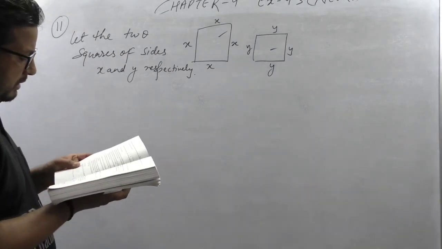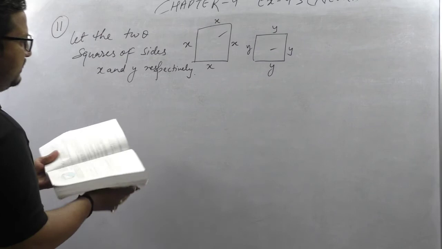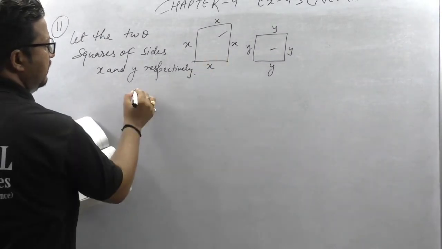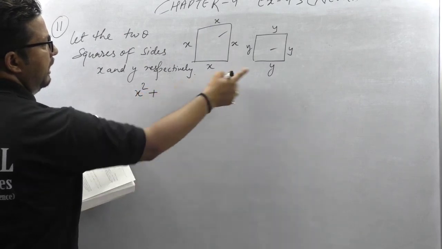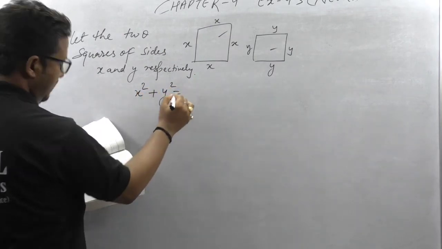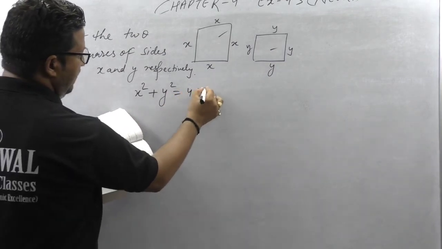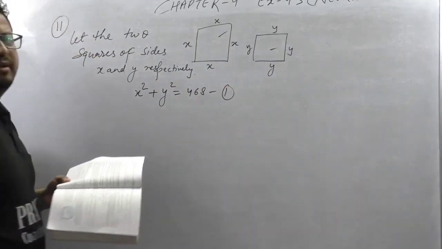What is given, the sum of the areas of two squares is 468. You already know the area of square formula is side ka square. That means x into x will be x square and y into y will be y square. And it is given in the question, sum of the areas of the squares is 468. So this is the first equation given to you.